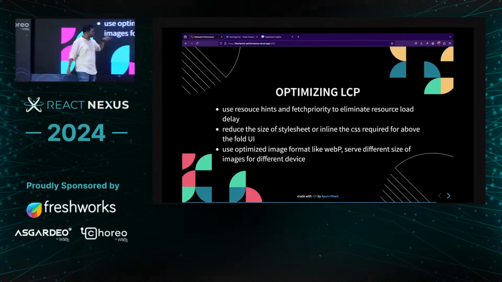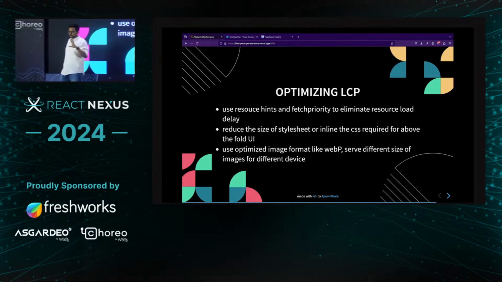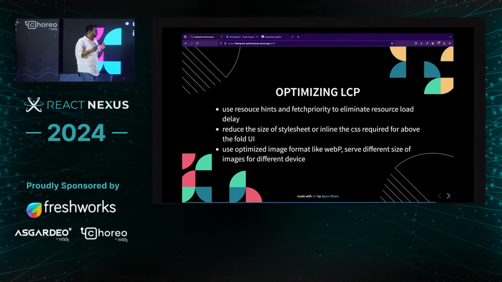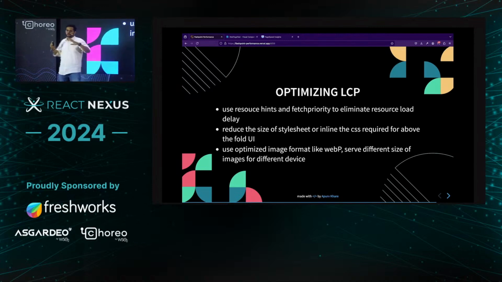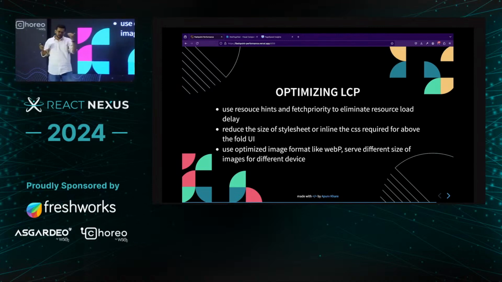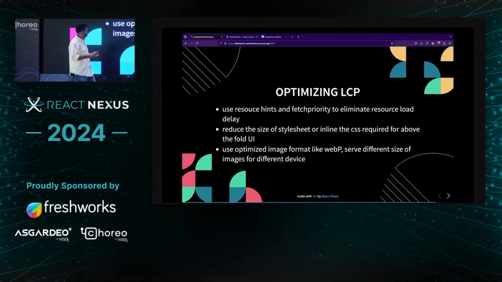Use optimized image formats like WebP. It gives you a high resolution image in less size. And serve different sizes of images for different devices. Like for desktop, you would use, I don't know, 250 KBs, and for phone, you can use even lower.